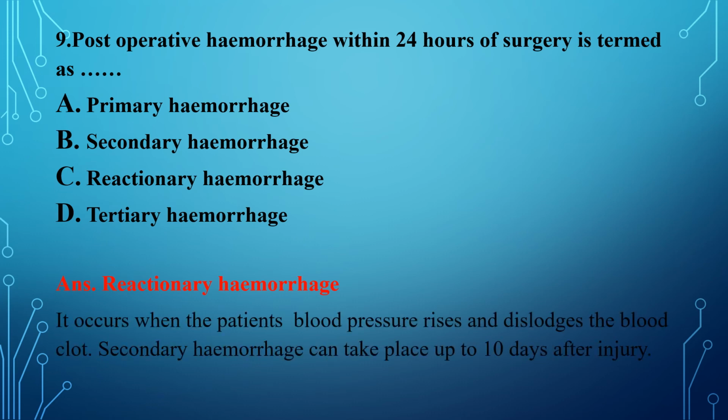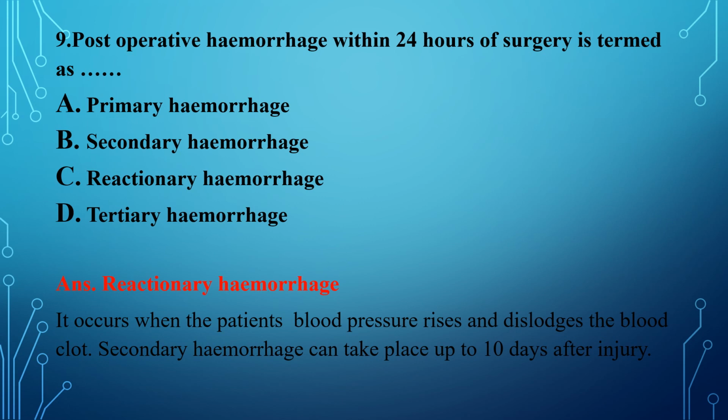So what is meant by reactionary hemorrhage? Commonly we have heard of primary hemorrhage and secondary hemorrhage, but reactionary hemorrhage we are not familiar with. So we'll see what that is. It occurs when the patient's blood pressure rises and dislodges the blood clot. There are many possible reasons, but the first and foremost reason is fluid overload. Due to that, the patient's blood pressure rises and that will cause dislodgement of blood clots, and that will cause hemorrhage. That is called reactionary hemorrhage.